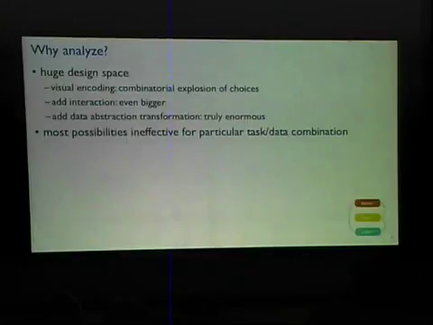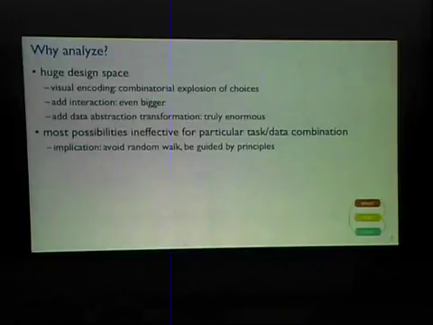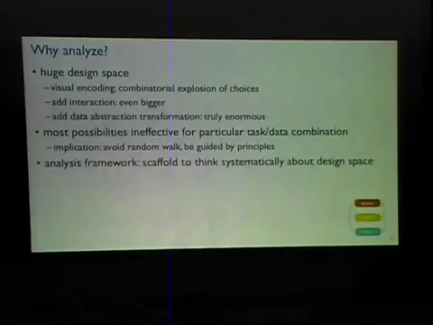In particular, if you've got a combination of task and data, there's going to be a lot of choices that are much less useful than others, in part because of the way our brains are structured in terms of how we interpret visual information. So what that means is random walks are a sad thing, we want to avoid them. Some kind of guidance of principles can actually help you be a lot more effective. And so this analysis framework I'm going to talk about is a scaffold to let you actually think systematically about this design space.